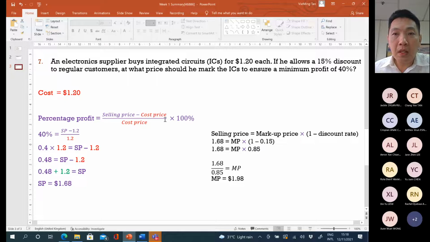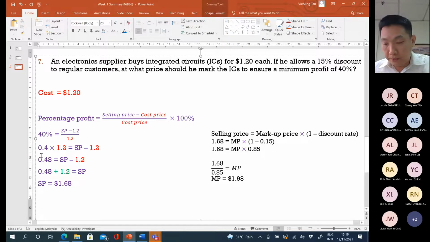So far so good, 100% means 1. 100% means 100 divided by 100, so you'll get 1 in fact. You can just ignore this part. 100% means 1. Then now we have to transpose the formula so that we can calculate the selling price, right? We need to transpose the formula.